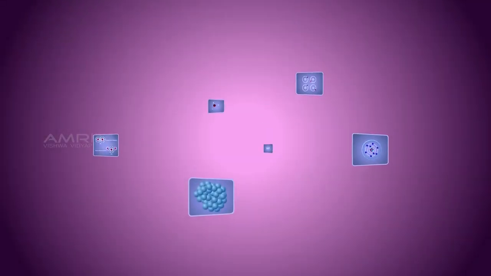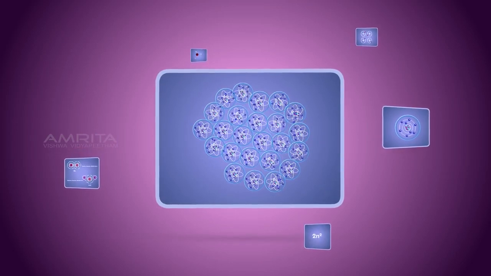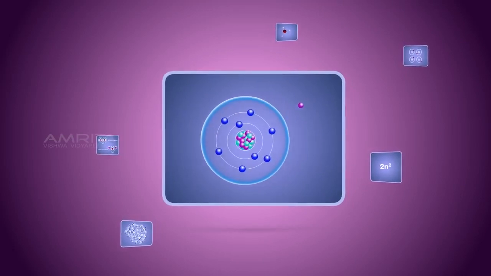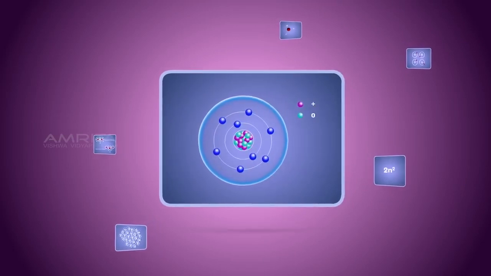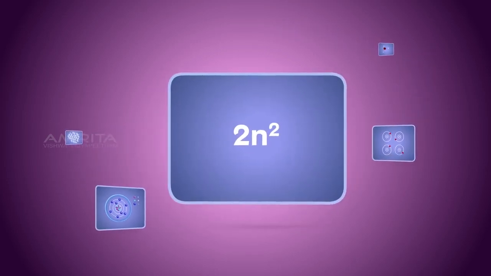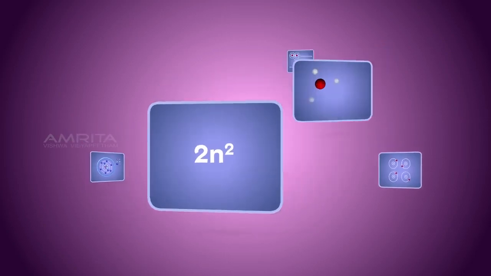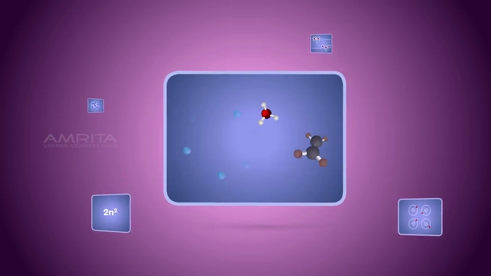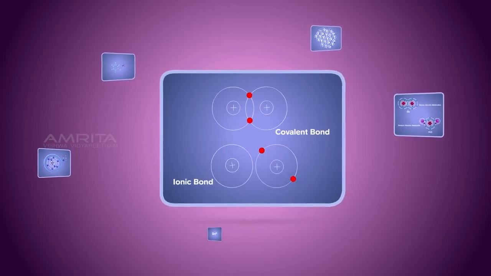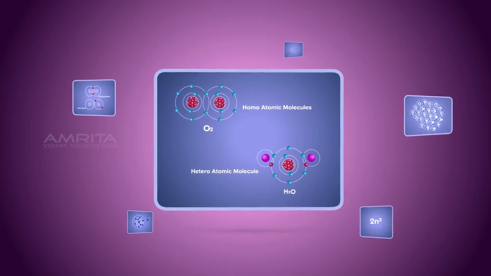Things to remember. Building blocks of matter that we see in the universe are atoms. Protons, neutrons and electrons constitute an atom. Protons have a positive charge, neutrons have no charge and electrons are negatively charged. The maximum number of electrons present in a shell is given by the formula 2n². A molecule is a chemical bonding of two or more atoms. Bonds are classified as covalent and ionic. There are two types of molecules, homoatomic and heteroatomic.